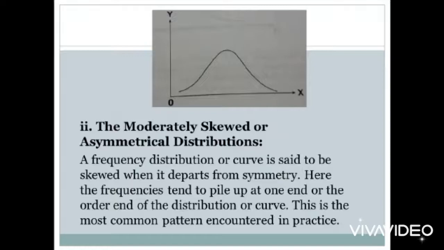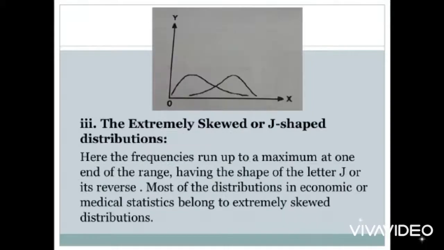Second one is the moderately skewed or asymmetrical distributions. A frequency distribution or curve is said to be skewed when it departs from symmetry. Here the frequencies tend to pile up at one end or the other end of the distribution or curve. This is the most common pattern encountered in practice.